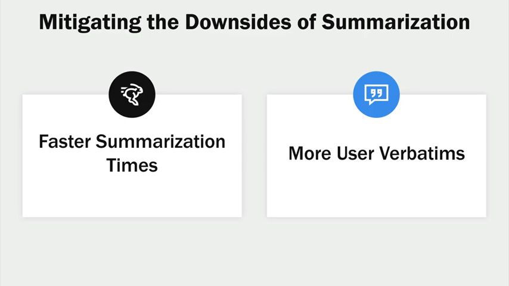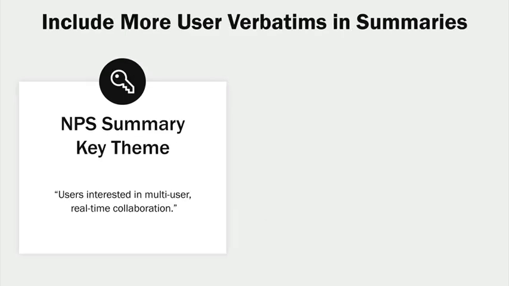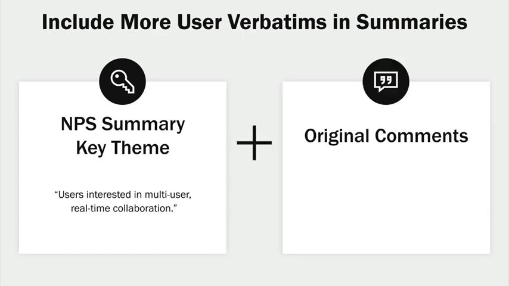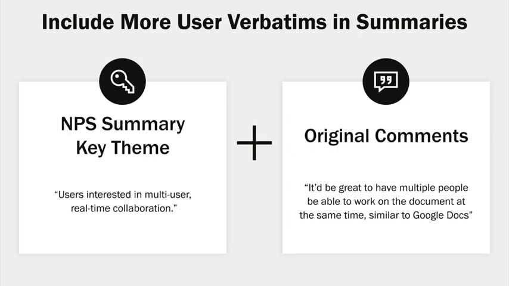The second thing you can do is ask for as many verbatims as possible in the summaries. For example, let's say a key theme in an NPS summary is users interested in multi-user real-time collaboration. The summarizer should support this theme with the original comments that relate to it. For example, they'd list quotes like, "It'd be great to have multiple people to be able to work on the document at the same time," similar to Google Docs.